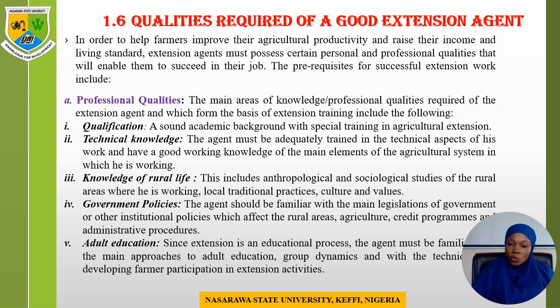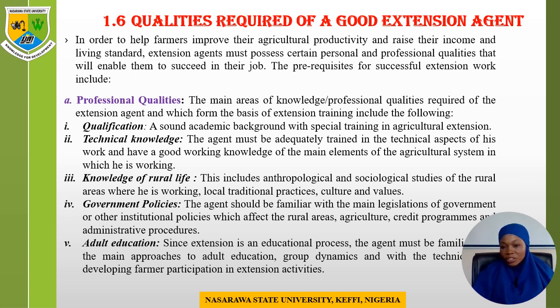The professional qualities required of an extension worker are the main areas of knowledge and professional qualities required of the extension agent, and they form the basis of extension training, which include: 1. Qualification. An extension agent must possess a sound academic background with special training in agricultural extension. 2. Technical knowledge. The agent must be adequately trained in the technical aspect of his work and have a good working knowledge of the main elements of the agricultural system in which he is working.